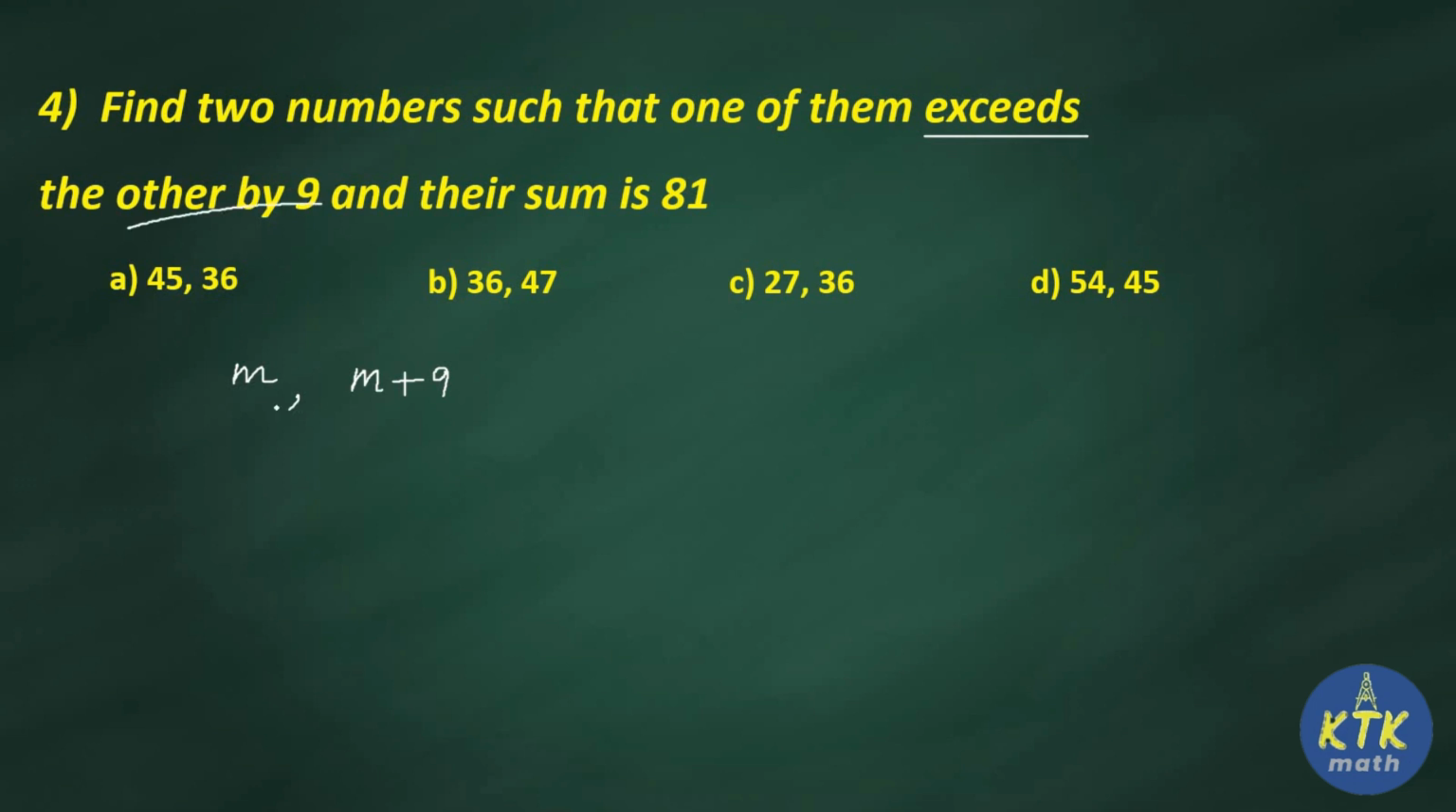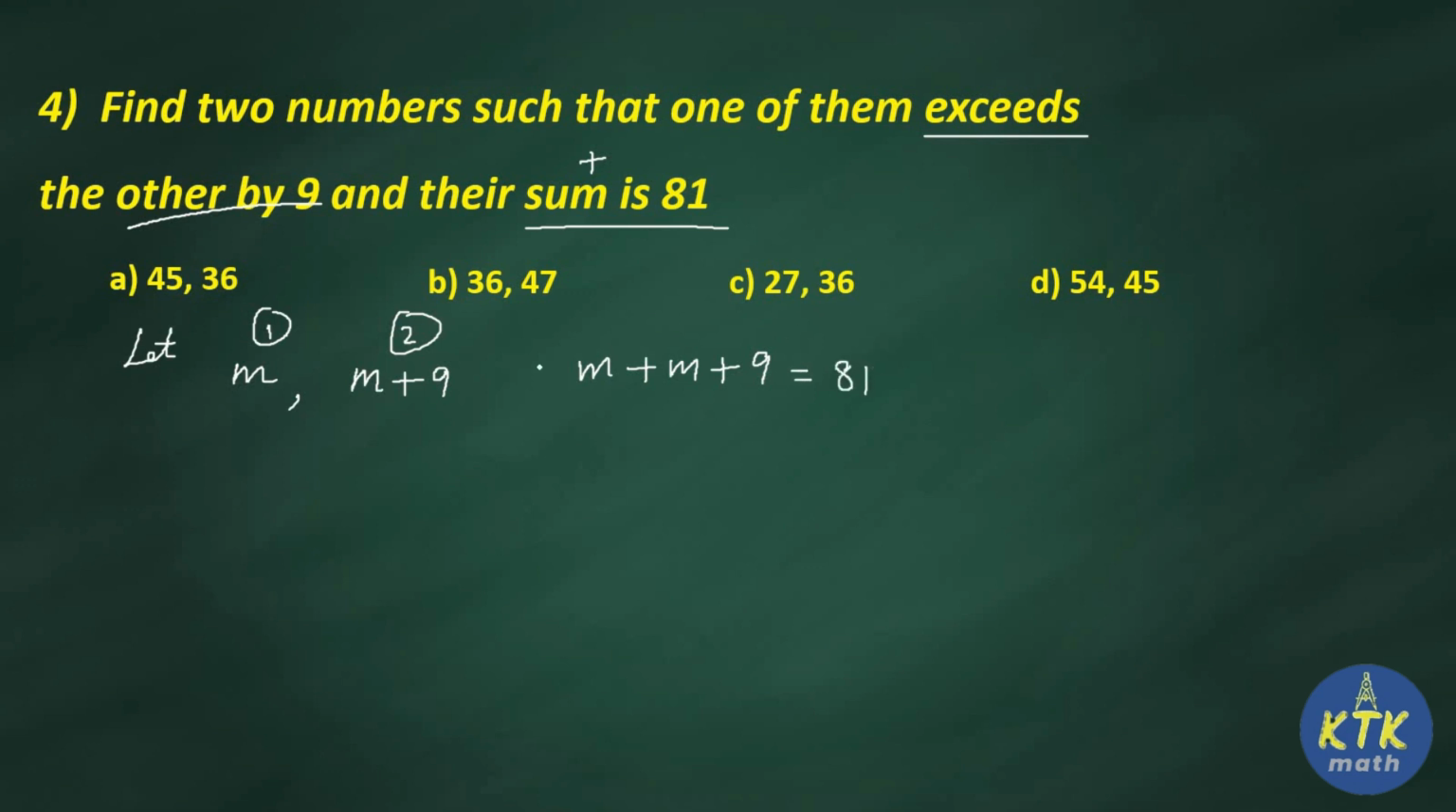One number exceeds the other number by 9. So if I am assuming the first number as m, then the second number will be m plus 9. Okay, and what they gave, their sum is 81. What is meant by sum? Sum means plus. So I am going to write down the addition of these two terms. So m plus m plus 9. We have one number m and another number m plus 9, so when you are adding two numbers, your answer is 81. That is the condition given in the question.